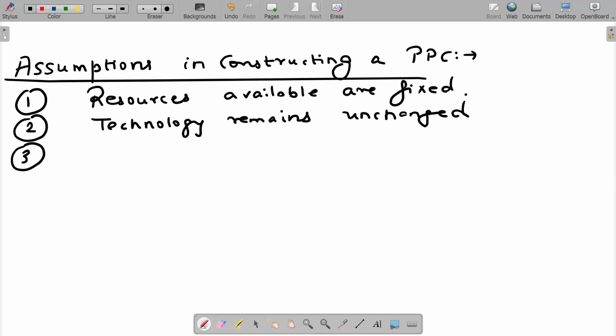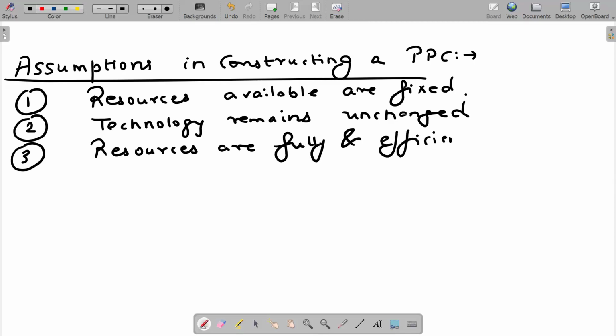Third assumption is when you are on the production possibility curve, resources are fully and efficiently employed. We have already talked about this, but I'm still writing it for clarity. When I say fully employed, it means there is no unemployed resource. You are using all the resources to their maximum possible potential. When I say that they are efficiently employed, it means you are employing resources with the least possible cost.